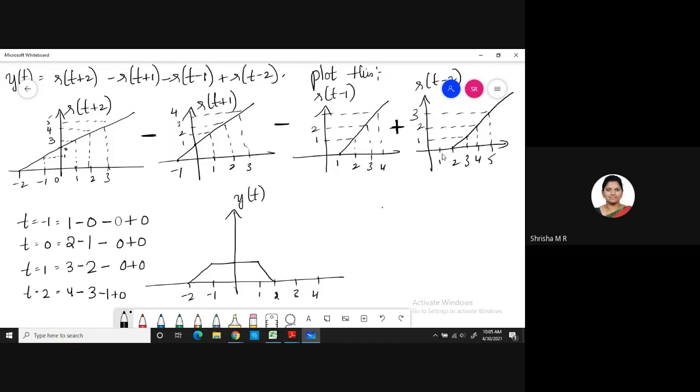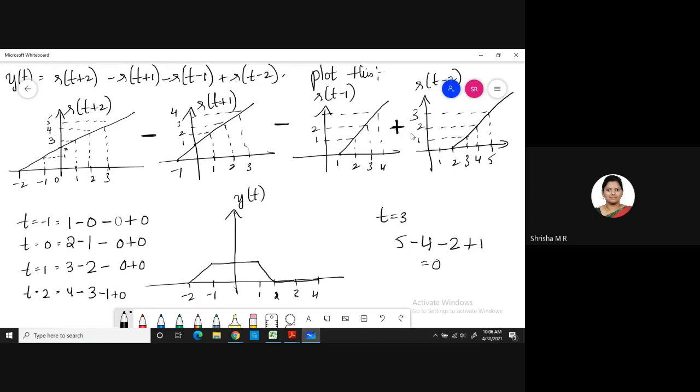So at t is equal to 3, we will evaluate. At t is equal to 3, you have 5 here. In r of t plus 2, you have 5 minus, at t is equal to 3, you have 4 here. Correct. At 3, we have 4. And at 3 here, we have 2 plus 1. At 3 here, we have 1. So what do you get? 0. So here also it will be 0.